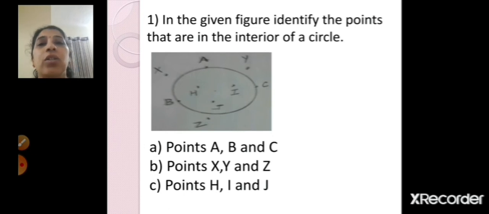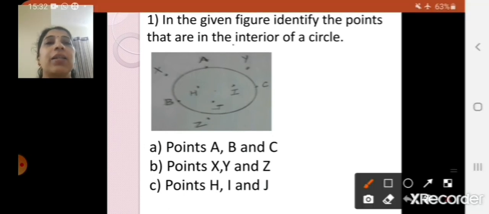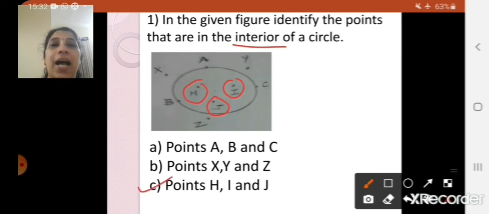Now what is the question? In the question it is asked interior of a circle. So as I told you, interior means inside the circle. So where is inside the circle? Inside the circle means this is point H, point I and point J. So where is the answer? Points H, point I and point J. So this will be your answer.